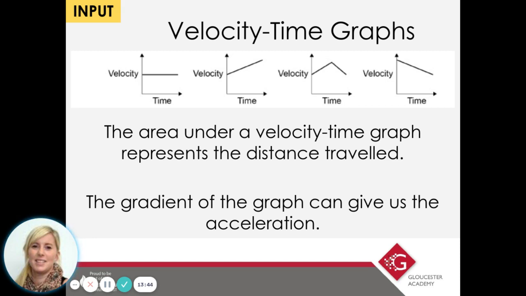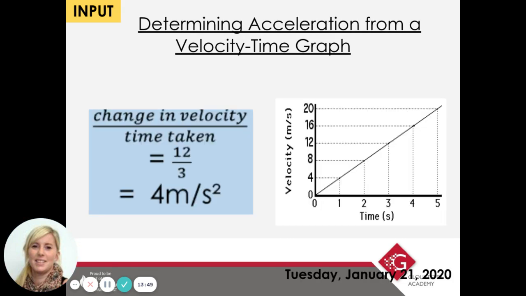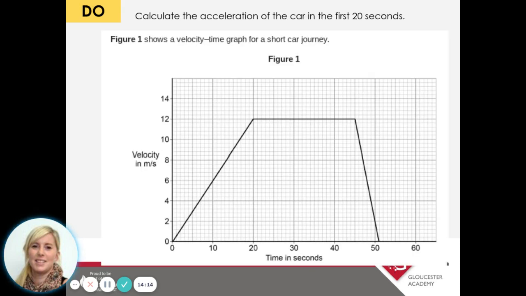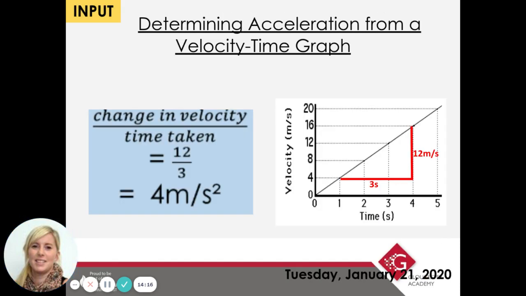And then we can also work out the acceleration from the gradient of the graph. So let's look at that now. Okay, so here's an example of a graph, and I'll show you how to determine the acceleration. It's a bit like what we did the other day. You've got your diagonal line, and you would then draw on your triangle, and you'd work out your y. So the y for this one is 12, and the x for this one is 3. And then obviously 12 divided by 3 gives us the answer of 4 meters per second squared.